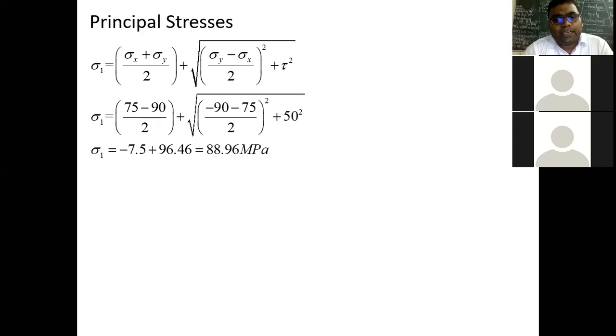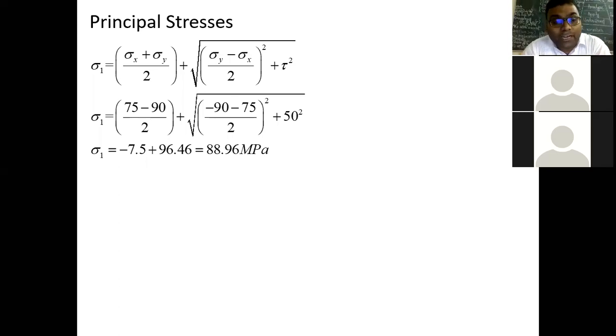It will definitely be helpful to you. So put all the values: sigma x is 75 and sigma y is minus 90, and put in all the respective values. You will get sigma 1 equal to 88.96 megapascal, because it is positive. Positive means it is tensile in nature. This is a tensile normal stress, or tensile principal stress.